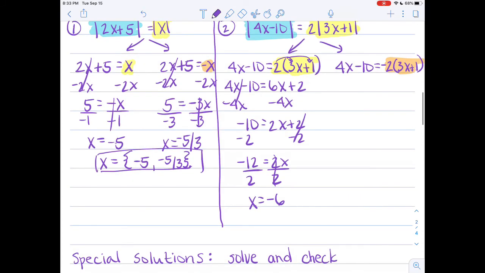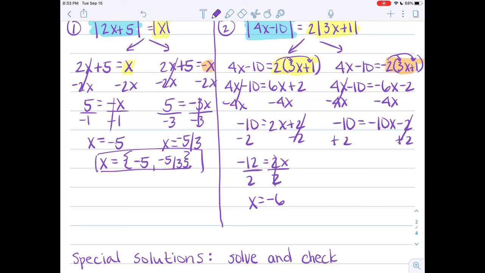Let's go ahead and solve the other one. We'll start the same way by getting rid of the grouping symbols, the parentheses. Again, distributing to each term, both the negative that needs to be distributed and the original 2, leaves me with negative 6x minus 2. And now I need to move variables and constants around to group them on the sides. So I will move the negative 4x to the right, leaving me with negative 10 is equal to negative 10x minus 2. And then I'll add 2 to both sides to get rid of that.